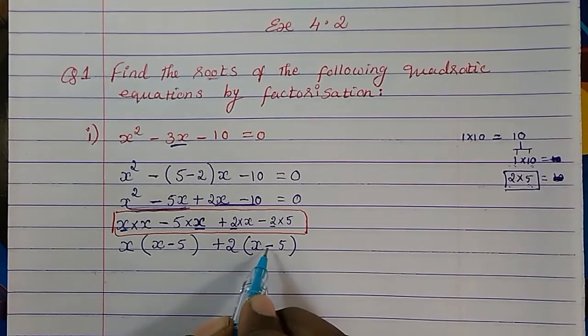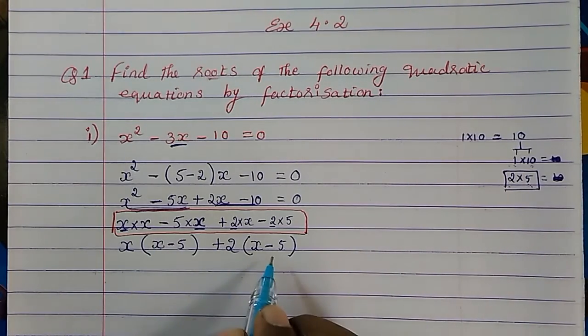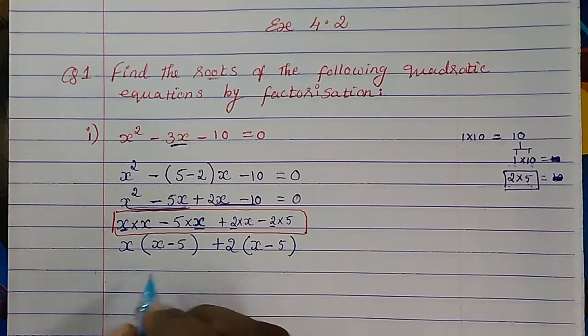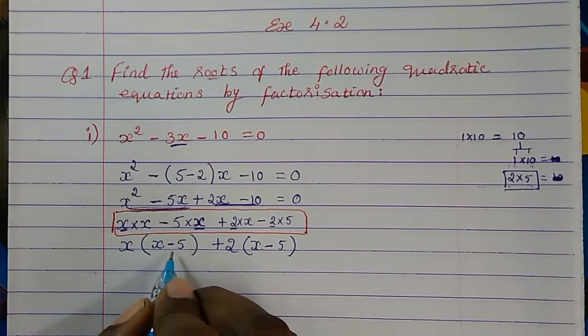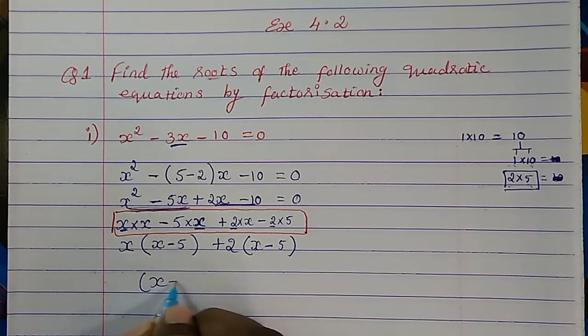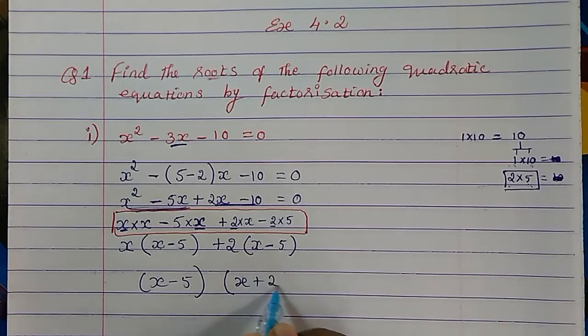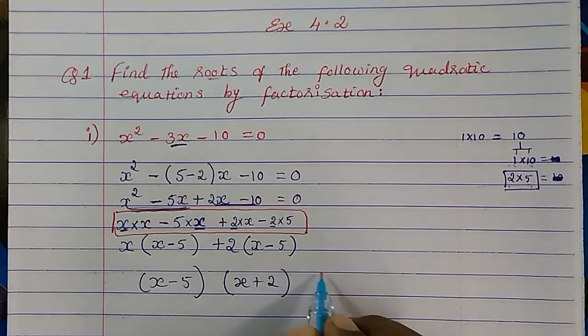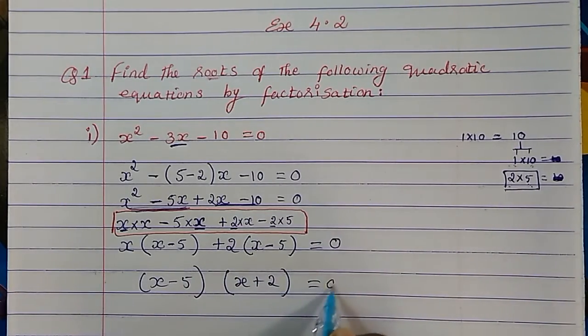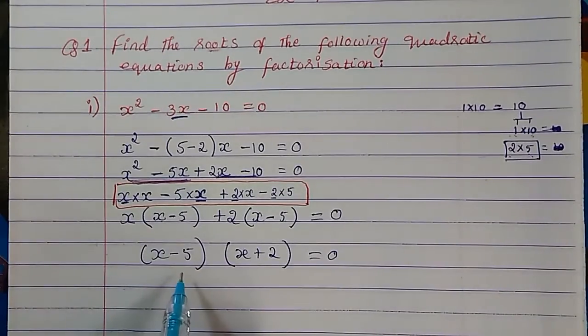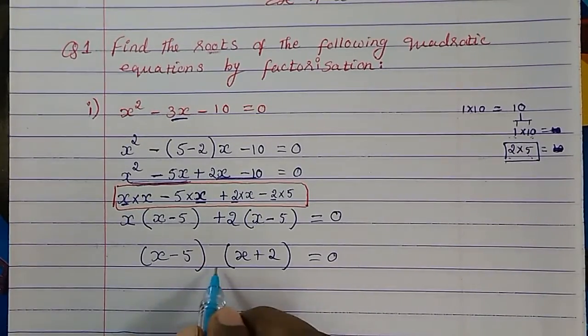Now you see both sides you got the common bracket, x minus 5, x minus 5. Both sides 5 you have. So what we will do now, what is in common, we will write down as it is one time. And then what is left, that we will write inside the bracket. This you have to maintain equal to 0. Now we have to get the x value. So let's get the x value.